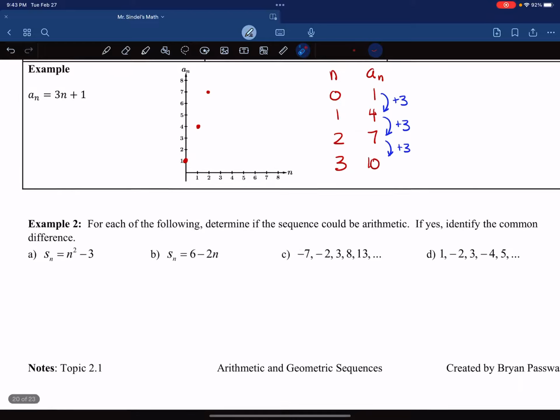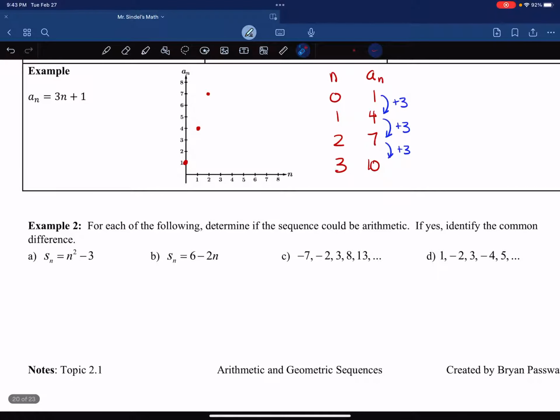All right, so example 2. For each of the following, determine if the sequence could be arithmetic. And if it is, then identify the common difference. So it's kind of a giveaway. Like, I told you that arithmetic means that it has to be linear. Is that a linear function? No, silly. That's a quadratic. It's a power of 2. So just by knowing the type of function, I can say no.